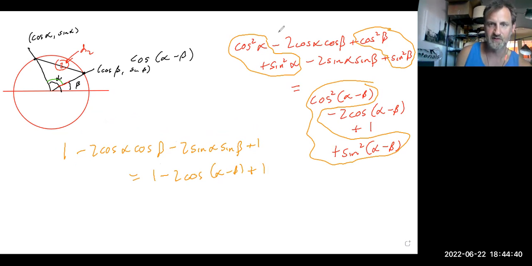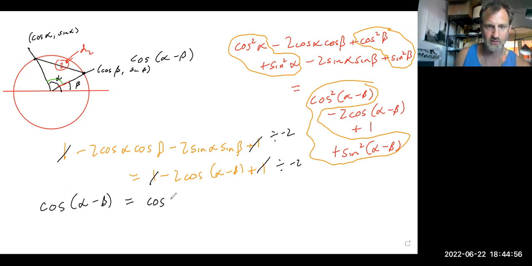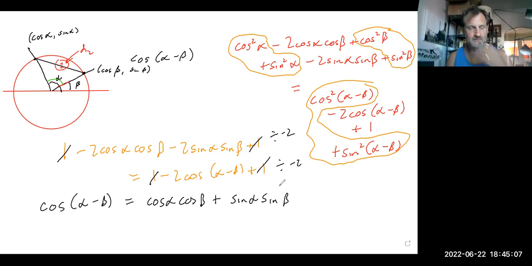It's a lot to simplify because I've got ones matching here and here. And I'm going to divide both sides by -2 and end up with the cosine of alpha minus beta on the left is equal to cosine alpha cosine beta plus, dividing by -2, so this all turns out positive, sine alpha sine beta. Okay, so that's a pretty remarkable result that comes just from looking at the geometry and the distance formula.